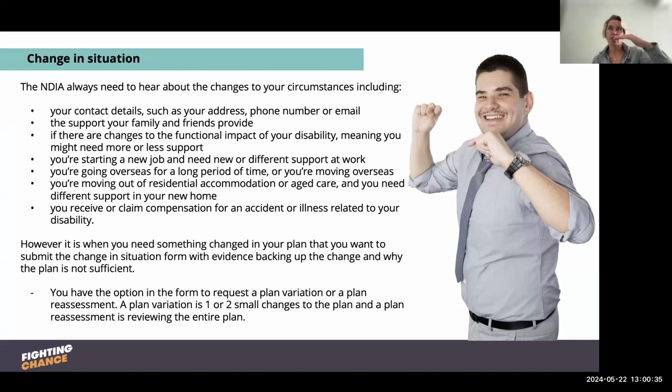In the change of situation form, you'll see what is the change. Is it that you need more supports urgently? Is it that you want to change your goals? You can tick what it is and it will tell you which section to fill out, so you don't need to fill out the absolutely entire form. So it is pretty clear.